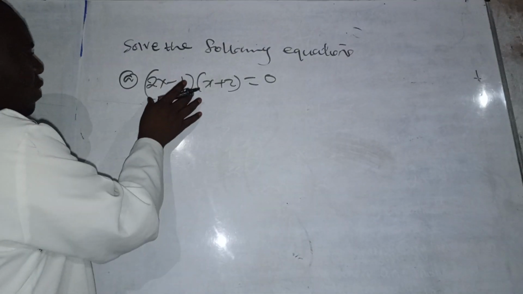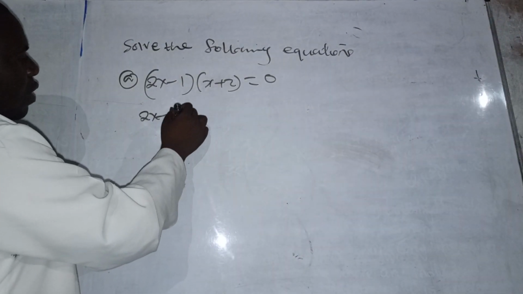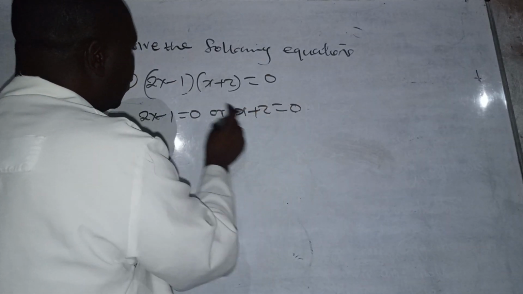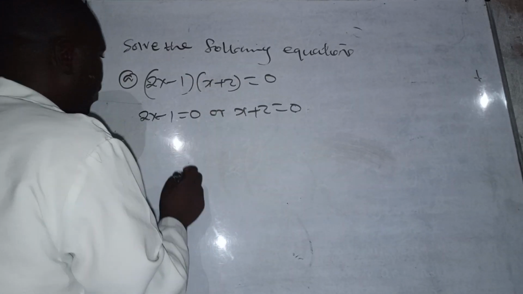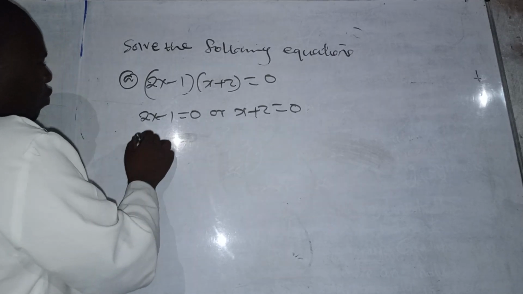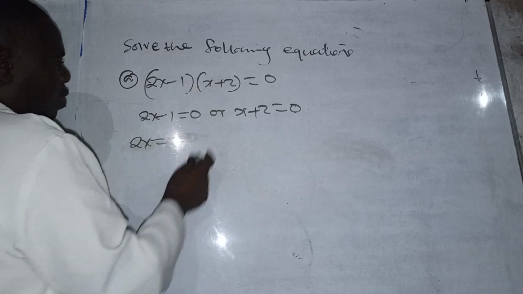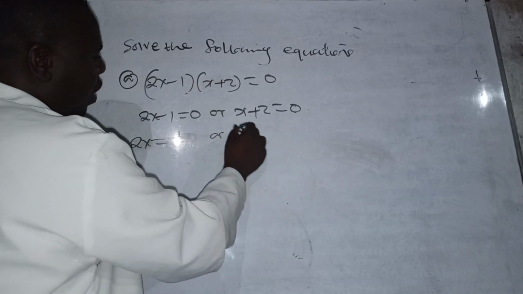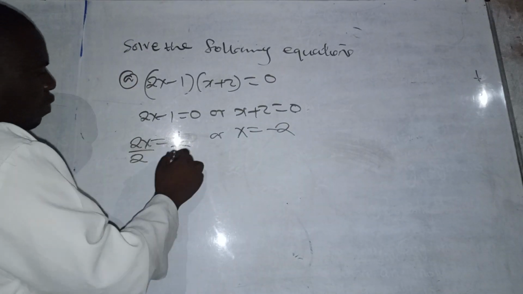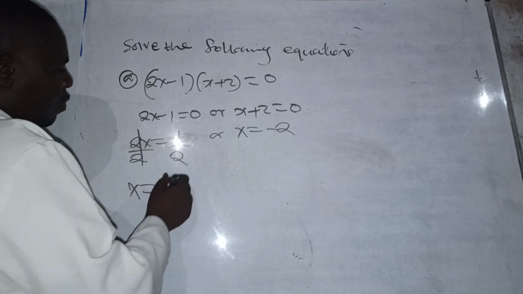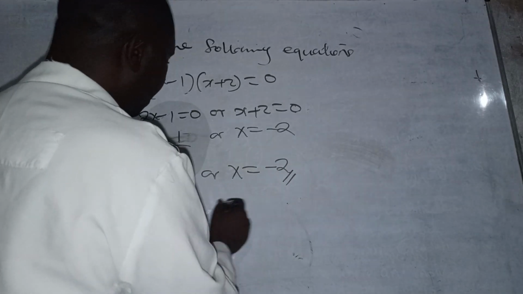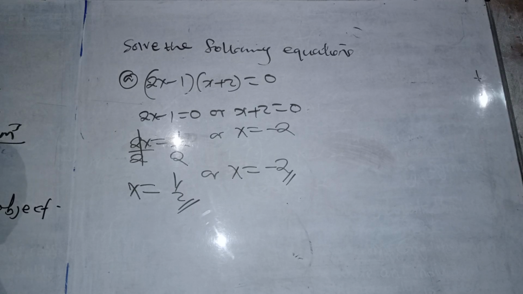So what you need to do, you just get this part, which is 2x minus 1 is equal to 0. And also you write x plus 2 is equal to 0. You get this part is equal to 0 and this part is equal to 0. So you say 2x minus 1 is equal to 0. So now 2x is equal to, this one goes this side, so to be positive 1. Or again, x is equal to negative 2. So here we're going to say over 2 here, you cancel. So x is equal to 1 over 2 as the answer, or x is equal to negative 2 as the final answer.